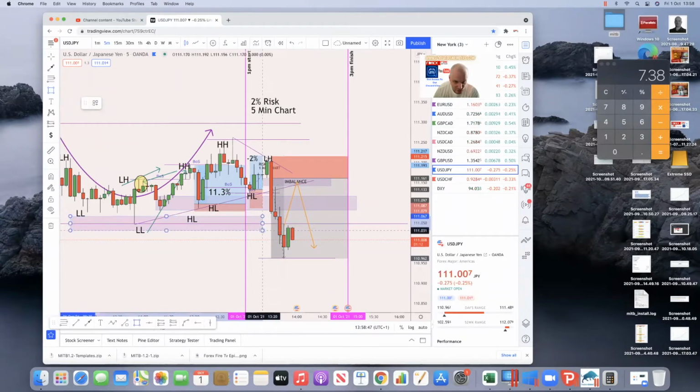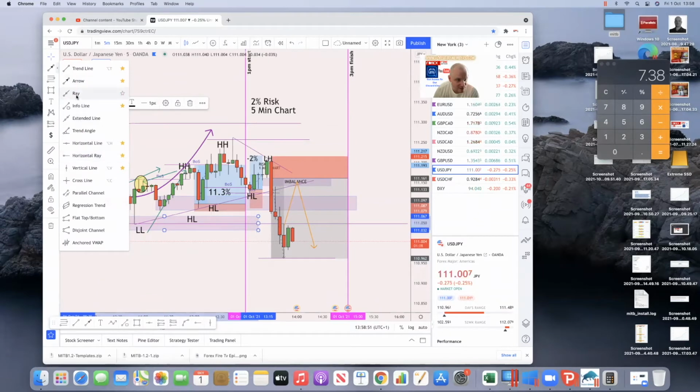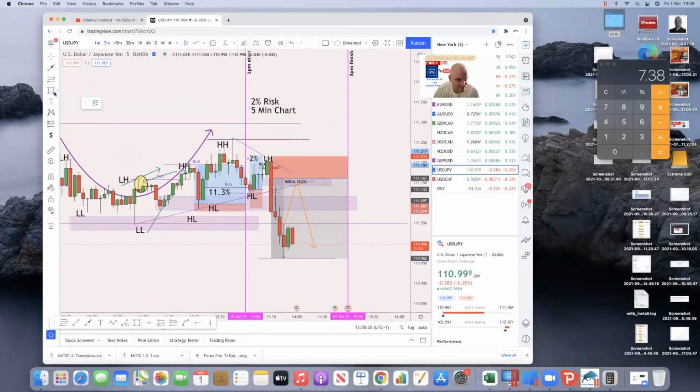Okay, breaking all the structure out of here. We are now waiting for the move back up to come down and possibly hit our area. Albeit, we do have imbalance areas and things like that.